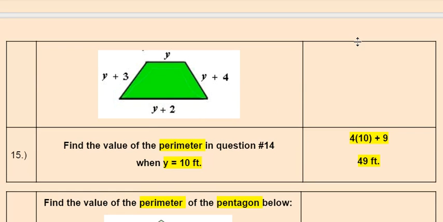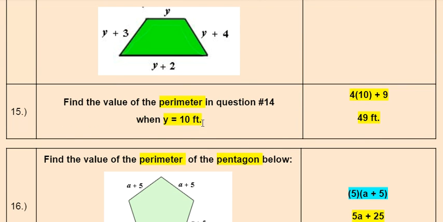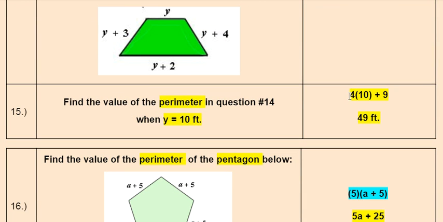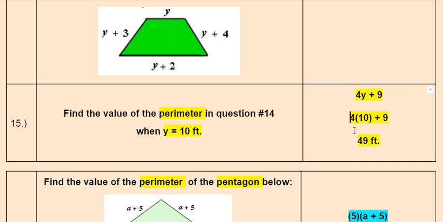Now they asked us to find the perimeter of that if y equals 10 feet. So we know we got 4y plus 9, and we'll just bring it down so you can see it. And what are we going to do with that? We're going to evaluate. So we're going to substitute y with 10. 4 times 10 plus 9. 4 times 10 is 40, plus 9 is 49. And don't forget your units, guys. It's feet. So 49 feet would be our final answer for 15.